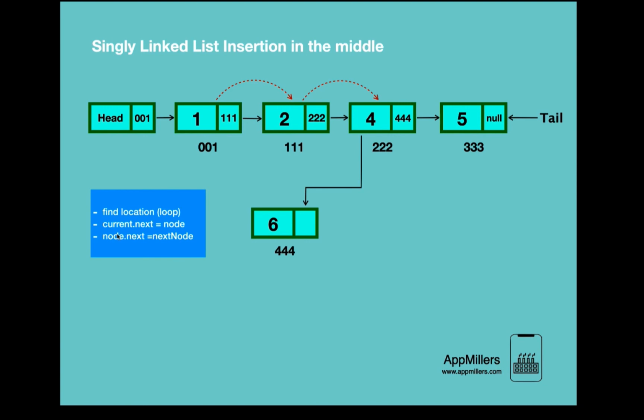Then the next step in our algorithm is we need to set the next reference of this node over here to the next node. So our next node is 5 over here and the physical location of this node is 333. So we need to update this 333 to this node's reference. So by updating it, we are creating a connection between these two nodes. And when we create a connection between these two nodes, the previously created connection over here is automatically deleted. So by this, we are inserting an element in the middle of the single linked list.